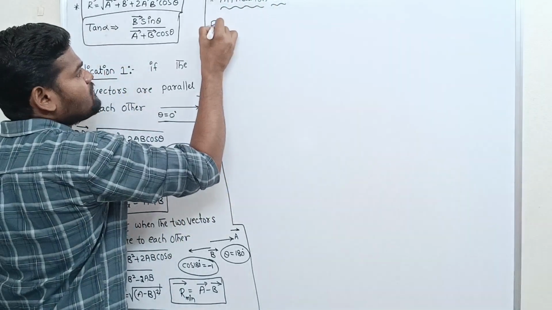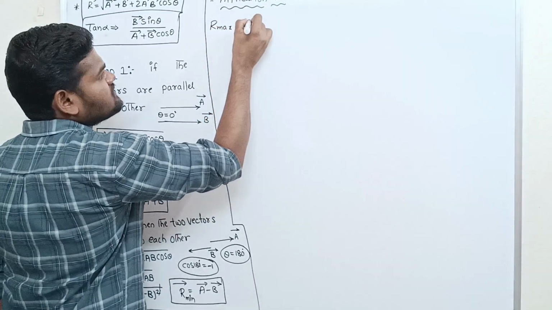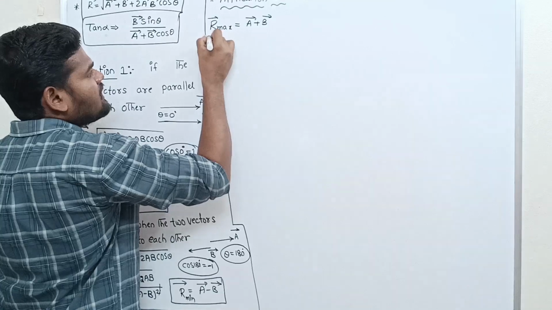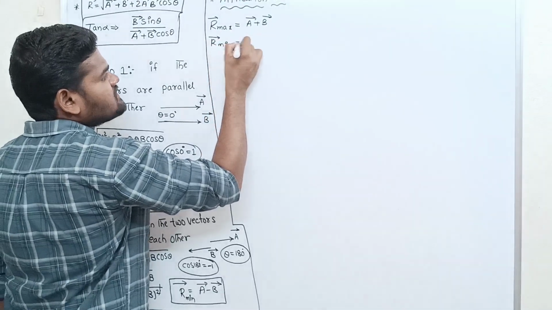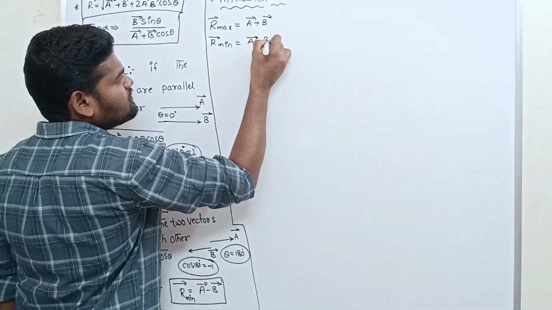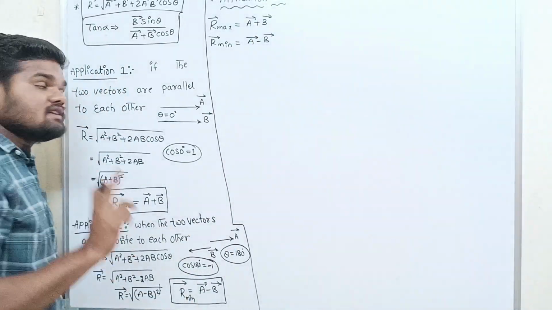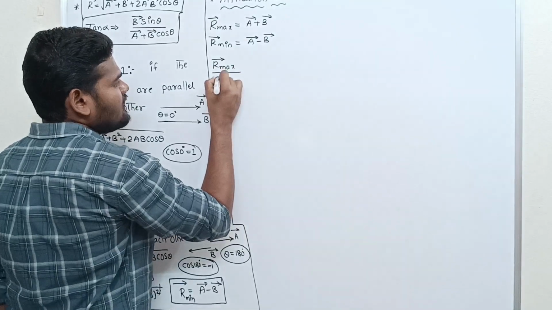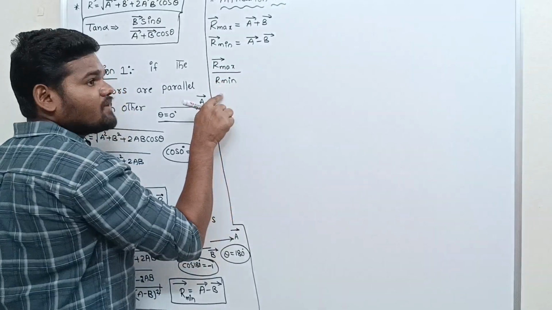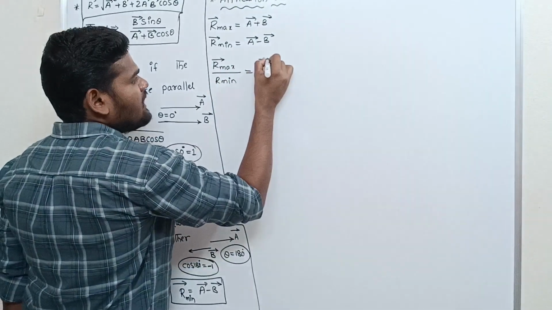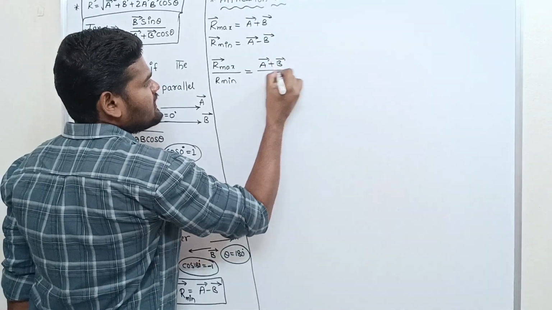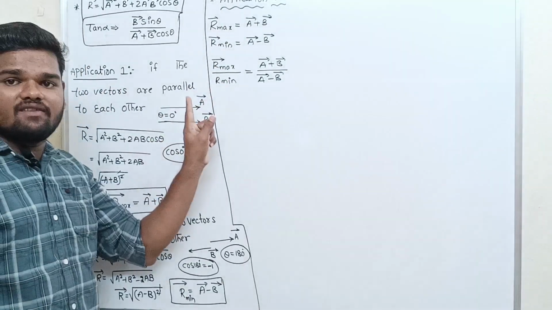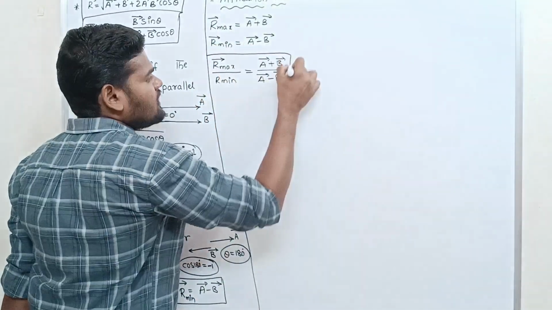What is the value of R maximum we got? R maximum equals a bar plus b bar. What is the value of R minimum we got? R minimum equals a bar minus b bar. Just do it like this: R maximum divided by R minimum equals a bar plus b bar divided by a bar minus b bar. Are you getting it? We are just dividing these two equations. So this is also one of the formulas.